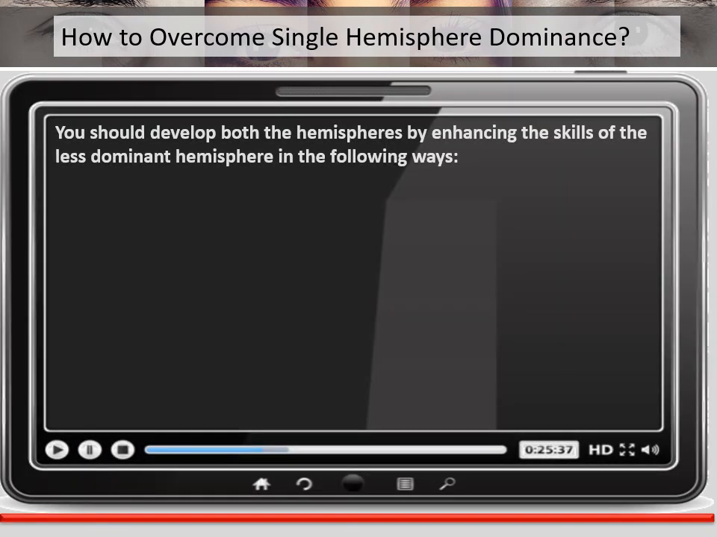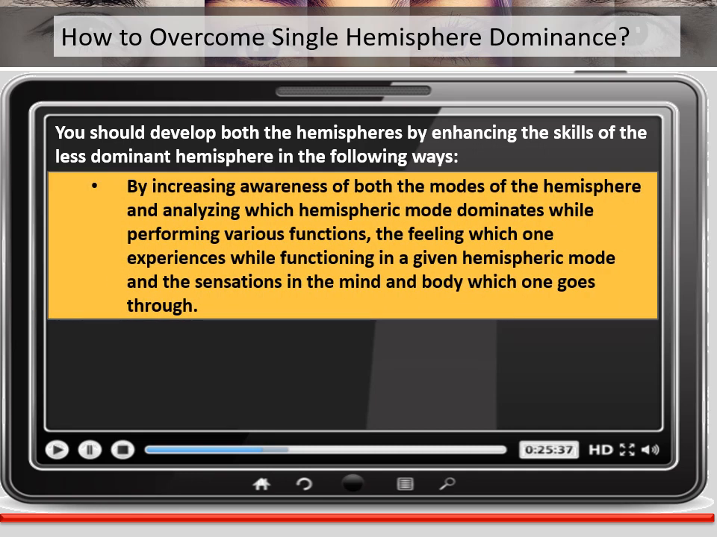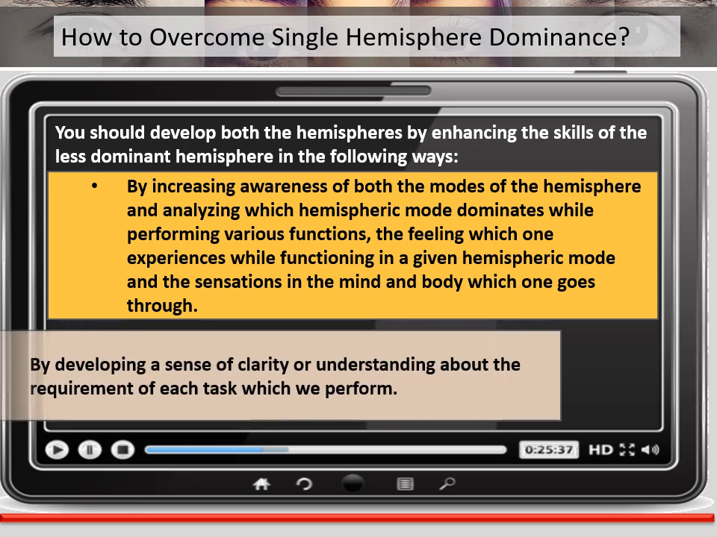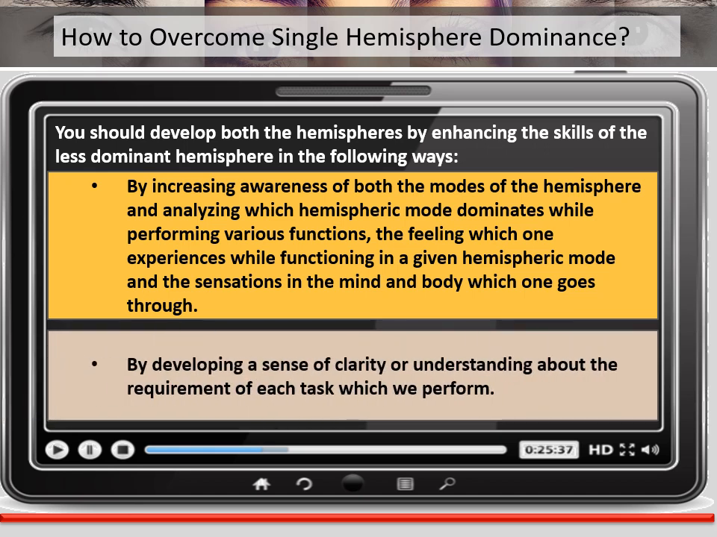You should develop both the hemispheres by enhancing the skills of the less dominant hemisphere in the following ways: by increasing awareness of both the modes of the hemisphere and analyzing which hemispheric mode dominates while performing various functions, the feeling which one experiences while functioning in a given hemispheric mode, and the sensations in the mind and body which one goes through. By developing a sense of clarity or understanding about the requirement of each task which we perform.